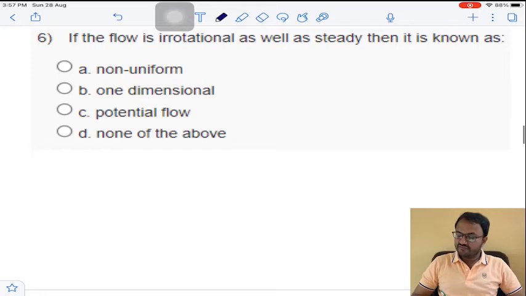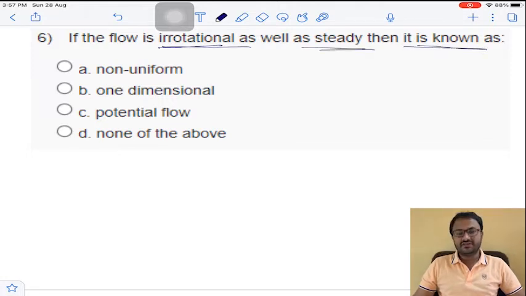Next question. If the flow is irrotational as well as steady, okay, so then it is known as, so the most basic question you need to know, potential flow means irrotational flow.